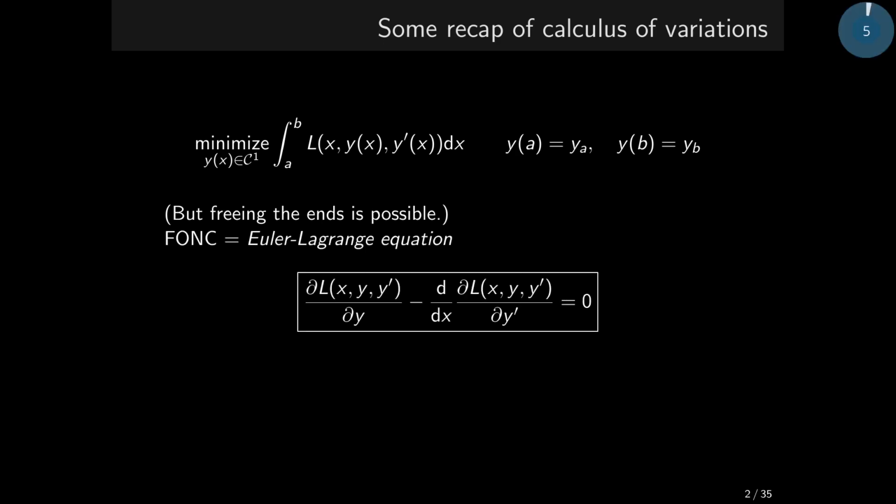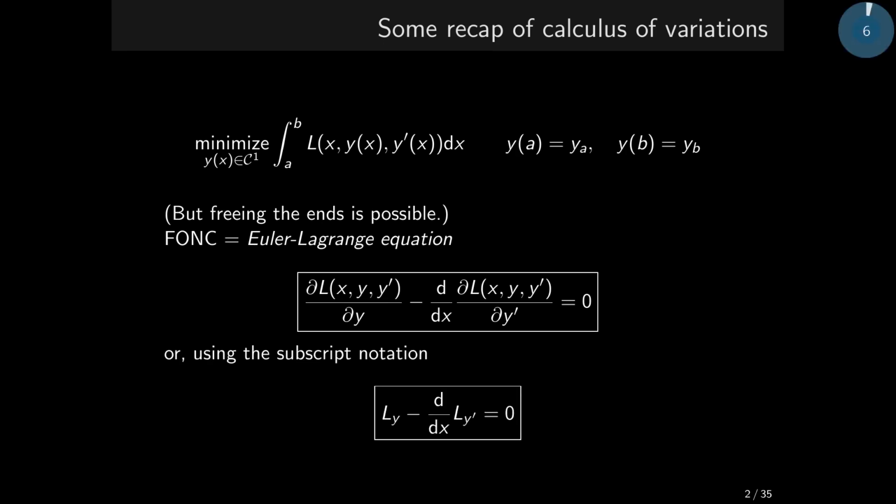First order necessary conditions of optimality come in the form of Euler-Lagrange equation, which reads partial derivative of L with respect to y minus derivative with respect to x of partial derivative of L with respect to the derivative of y with respect to x is equal 0. In order to keep the notation short and compact, we often use the subscript notation: L sub y minus derivative with respect to x of L sub y prime is equal 0.